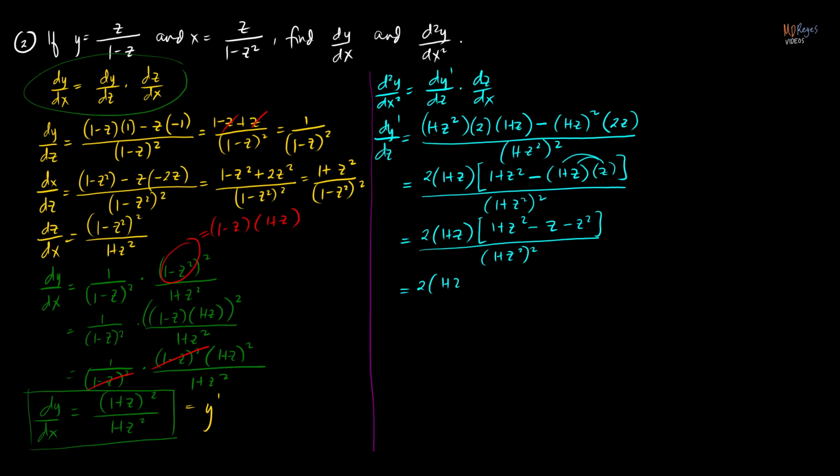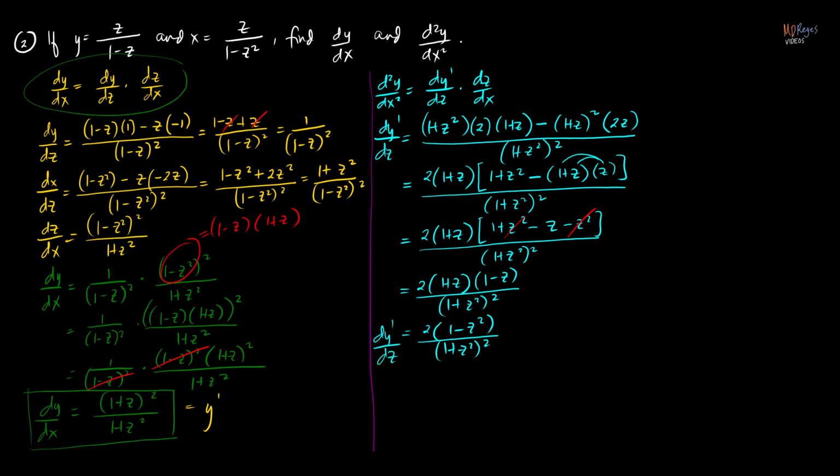So that's 2 times 1 plus z. Combining like terms, this is what we'll have after combining like terms. Then multiplying 1 plus z and 1 minus z in the numerator, we'll have 2 times 1 minus z squared over 1 plus z squared, quantity squared. Okay, this is dy prime over dz.